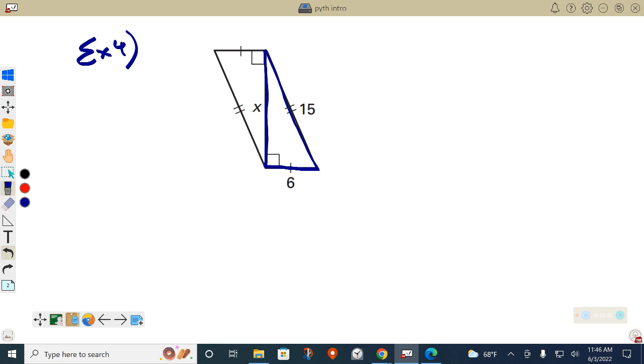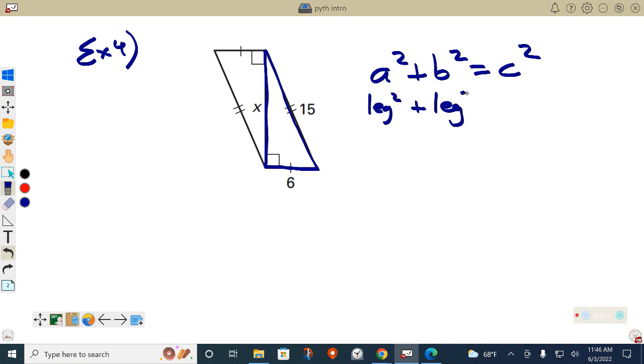Let's solve for x. Okay, so I'm trying to think of yesterday's lesson. The Pythagorean theorem says a squared plus b squared equals c squared. In other words, the a is always a leg, the b is always a leg too, and the c is always the hypotenuse, right? That's yesterday's assignment. We kind of dove into the Pythagorean theorem yesterday. That was the first lesson of the summer.